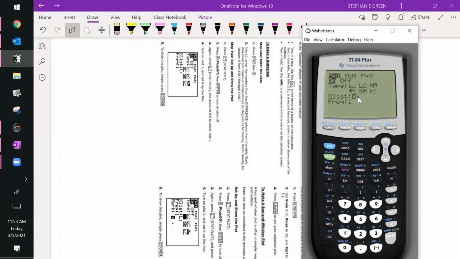Most of the time, your data will be in list 1. Right now, my data is in list 3, so I'm going to put second list 3. Frequency is, again, if you wanted your data to be repeated, if you wanted every data point to be in there twice or 3 times or so on. We pretty much always just leave this as a 1, though. So now I hit graph.